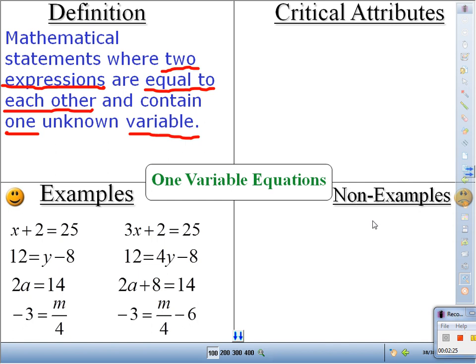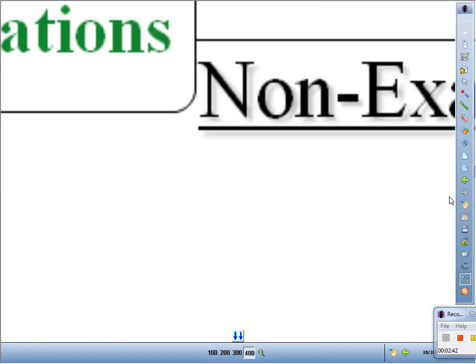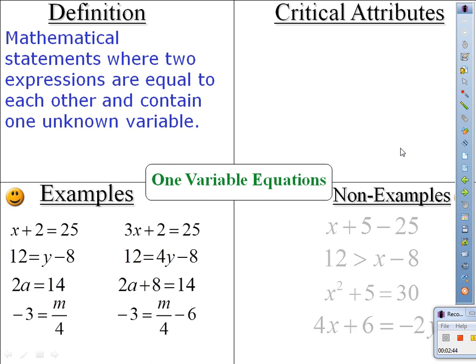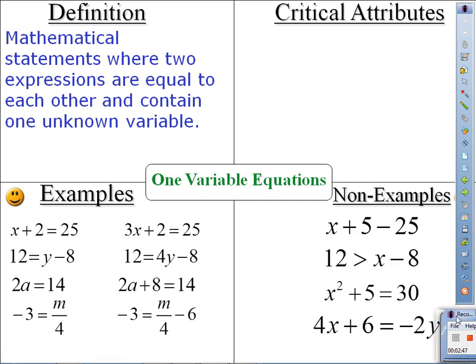Okay, let me give you some non-examples. Copy these. We have 4x plus 5 minus 25, 12 greater than x minus 8, x squared plus 5 equals 30, and 4x plus 6 equals negative 2y. Copy those, and then we'll talk about why those are not one variable equations.